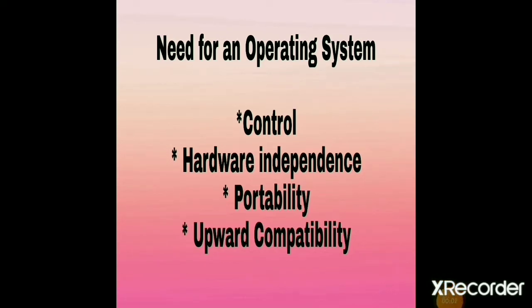Second is hardware independence. An operating system is required for providing a consistent application interface. It makes a computer screen and device look and behave the same on any computer. From a user's point of view, a computer is nothing but the operating system running on it.